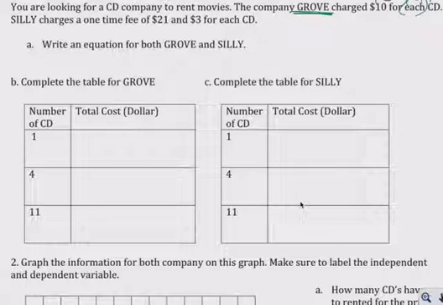Silly charges a one-time fee of $21. So it's 21, and typically means plus 3, each means times, times the number of CDs. Okay? That's how you write that. Write an equation for both Groove and Silly.